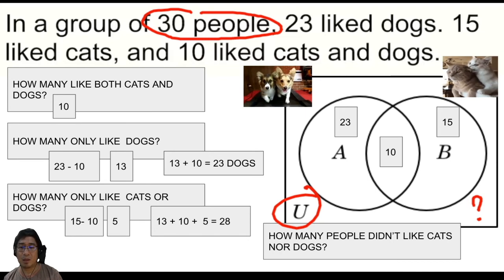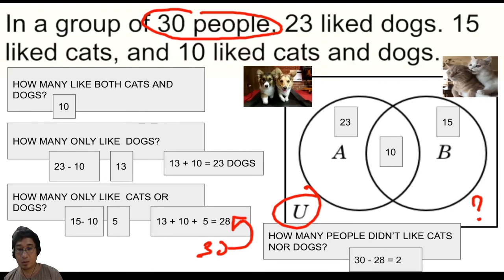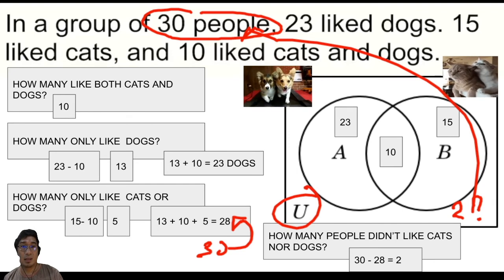So, ang gagawin natin dito is, kunin lang natin yung 30. Tapos, isubtract natin siya sa 28. So, 30 minus 28 is going to be 2. So, ang lalabas dito, ang sagot is only 2 people didn't like cats or dogs. Now, to check this, 28 plus 2, ang lalabas is 30. Alright? That's for this particular example. Next tayo.